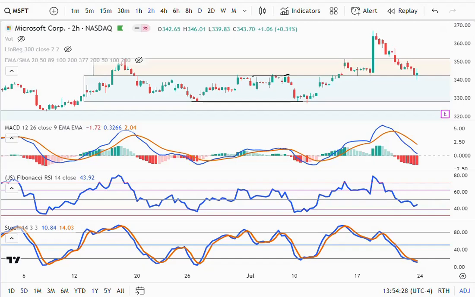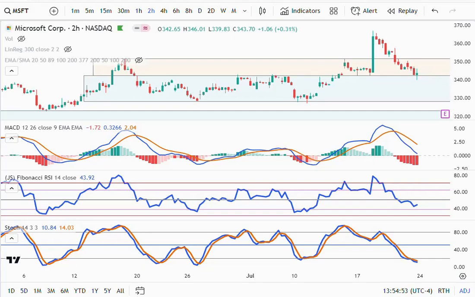And if there is a rebound, I would look to see whether there is a rejection at this level right here, which is around 352. If not, whether it rises and forms a lower high underneath this level, which is now 366. So it's entirely possible that Microsoft does something like this and forms a lower high on a daily basis.